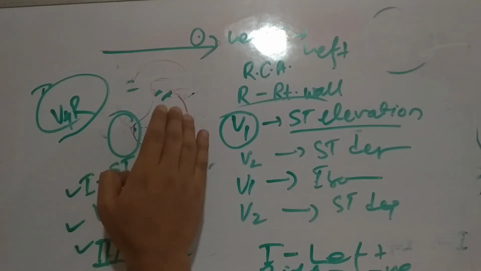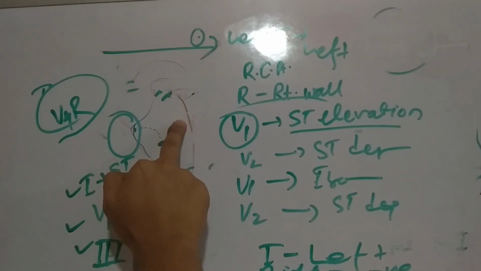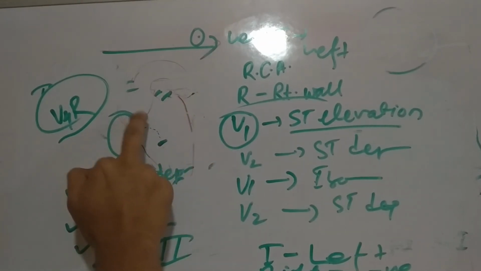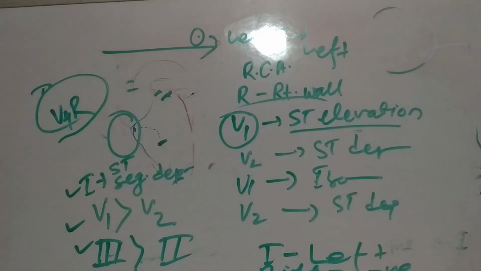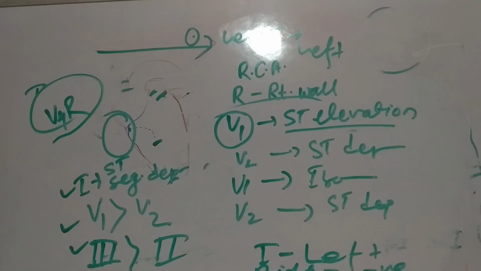So here you place the V4 lead. If you keep that V4 lead on this part of the heart, that is the right side of the heart, in the same position, that is the mid clavicular line, then it becomes V4R, and you will find ST segment elevation and upright T wave. So is it clear? I hope it is clear.